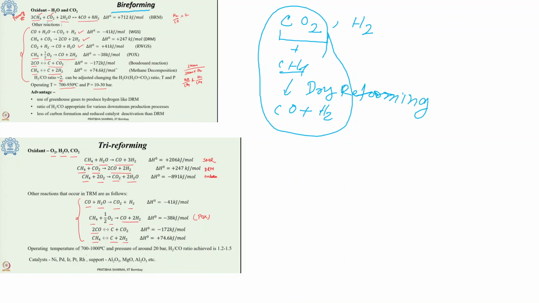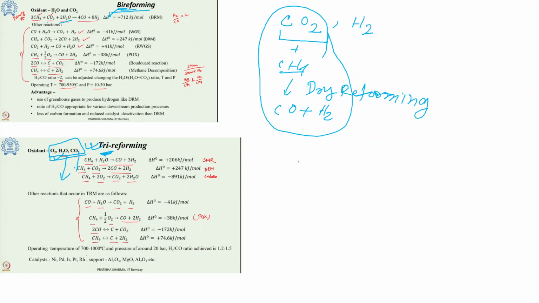Here carbon dioxide and water are used. Bi-reforming, bi means two oxidants are used. Here tri means three oxidants are used: oxygen, water and carbon dioxide. Oxygen was used in the case of partial oxidation, and only water was used in the SMR reactions, and carbon dioxide was used.